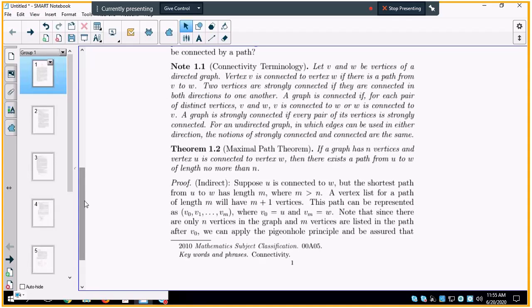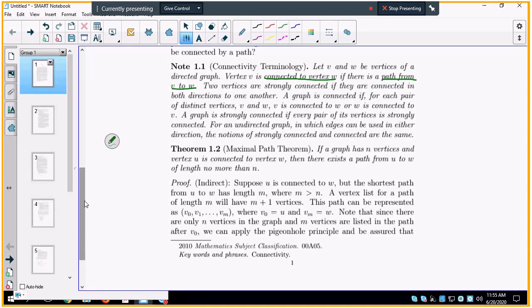So we'll address some terminology really quick. Let V and W be vertices of a directed graph. Vertex V is connected to vertex W if there is a path from V to W. And remember, we learned what a path is in our previous lecture, so it doesn't have to just be a direct connection in the form of an edge. You may have to travel through multiple edges and multiple vertices to get there, but if there is a path.